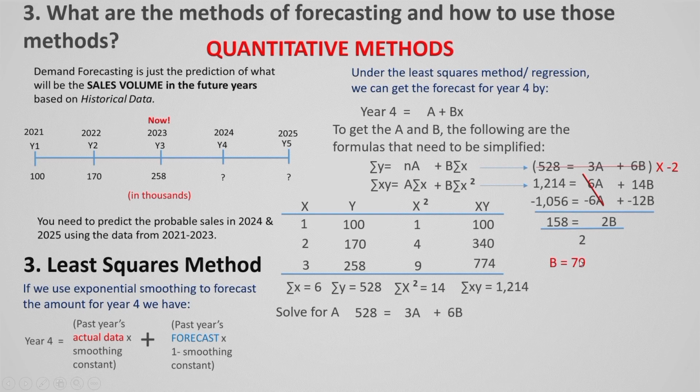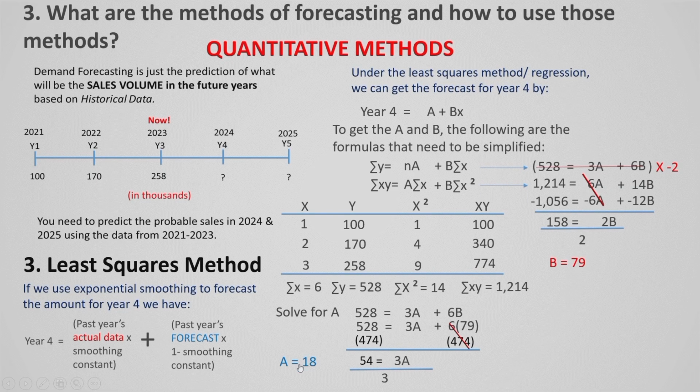Now, if we substitute this 79, we will have this. And actually, 6 times 79 is equal to 474. Now, let's combine like terms by deducting this 474 from both sides of the equation, and we have to cancel this. And we have 528 minus 474 equals 54. And in this side of the equation, we have 3a only. So, to simplify further, and in order to get the a, we need to divide the equation by 3. So, in effect, a equals 18, and again, that's from 54 divided by 3. So now, we have the values for a and b.